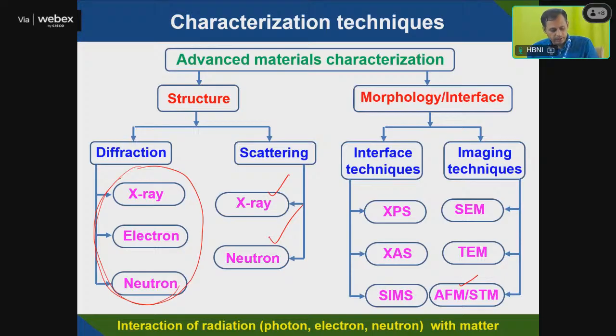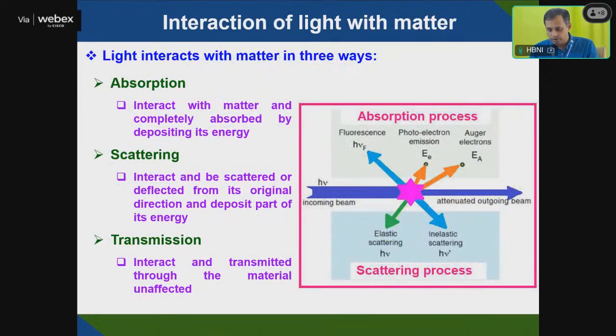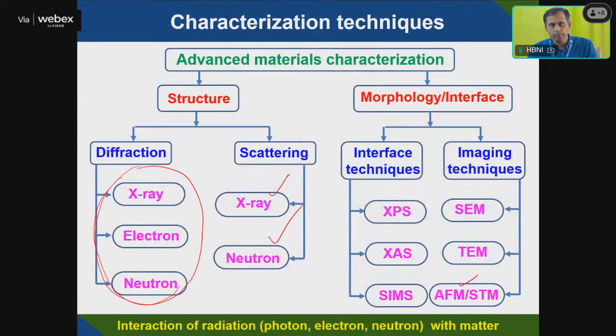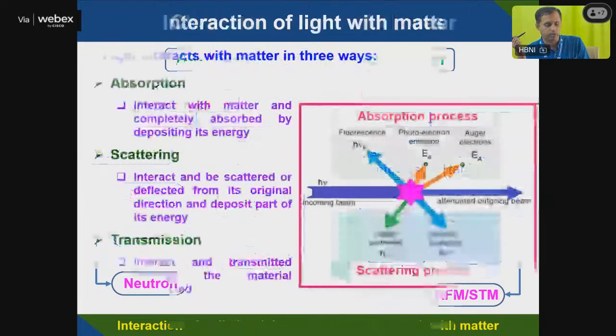If you see all these techniques, the common phenomenon is how the radiation, that means a photon in the case of X-ray or gamma ray, an electron, or a neutron, interacts with the matter. That is the main thing that decides how the properties you want to investigate are probed, whether through electron interaction, neutron interaction, or photon interaction.